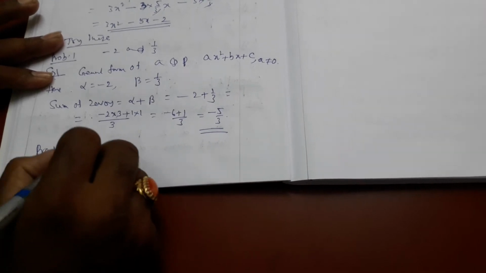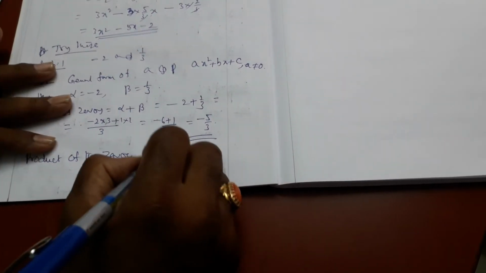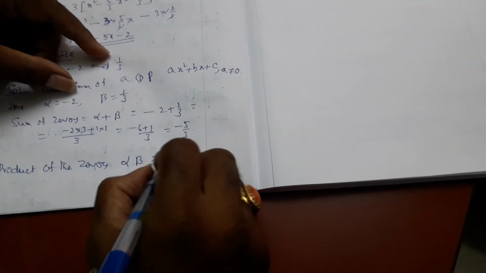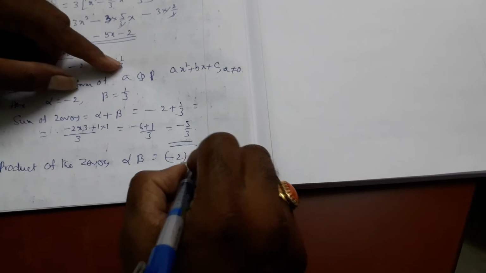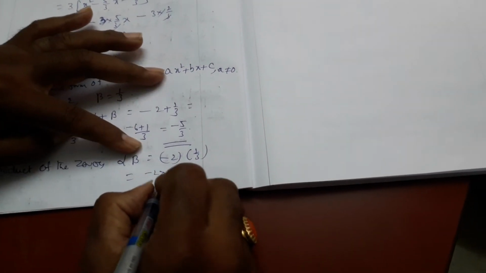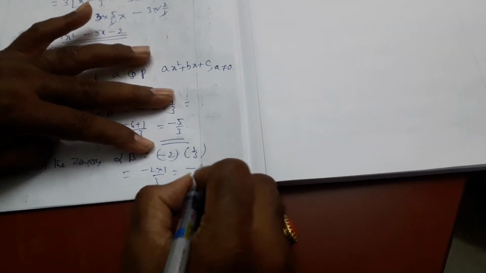Now the product of the zeros. Alpha into beta equals alpha, which is minus 2, into beta, which is 1 by 3. That equals minus 2 into 1 by 3, that equals minus 2 by 3. This is alpha plus beta, and this is alpha into beta.